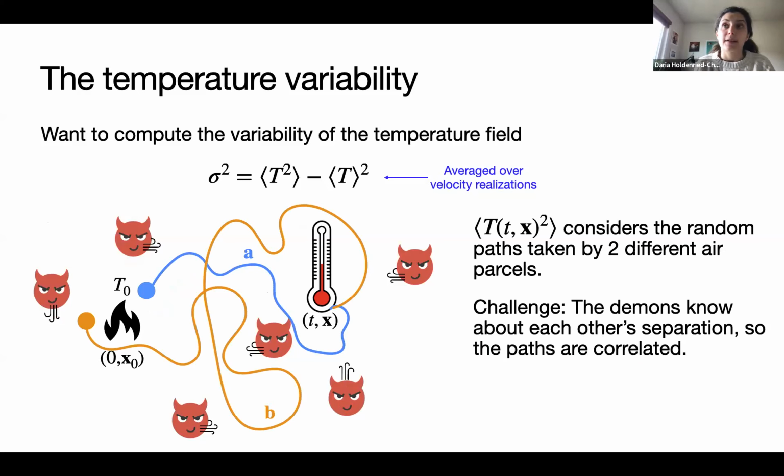Now, in the case of calculating the temperature squared averaged, we no longer have to take into account only one particle path, but we need to look at the paths of two particles. And the challenge here is that these paths are not independent. They're correlated because the demons know about each other's separation. So this makes calculating the temperature squared quite a bit more complicated.